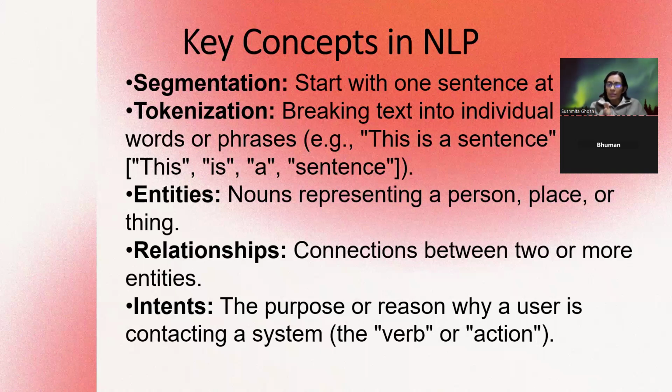Of course, this goes very deep, but we are talking at a very superficial level. So if I say that these three things are the major aspects on which the machine is working, entities become the nouns: the name of a person, name of a place, or name of anything.